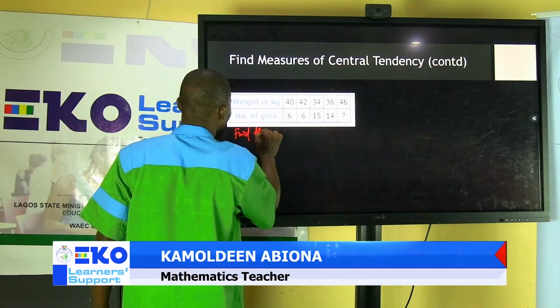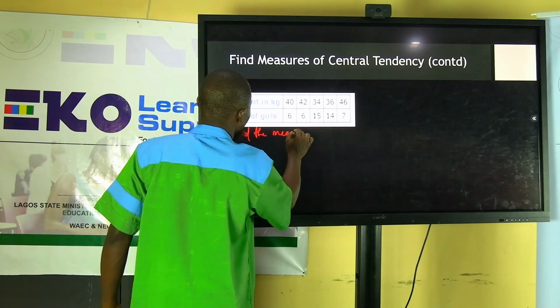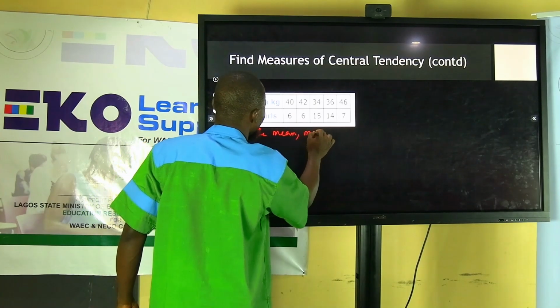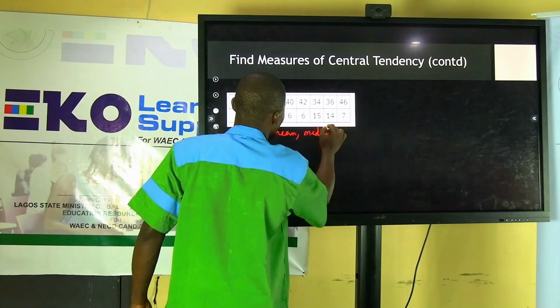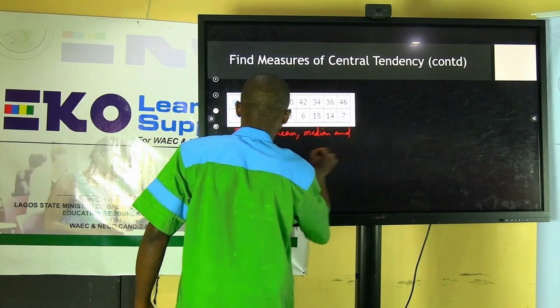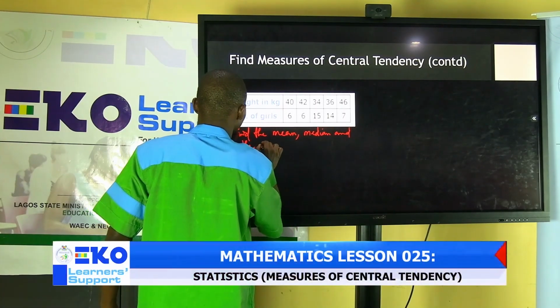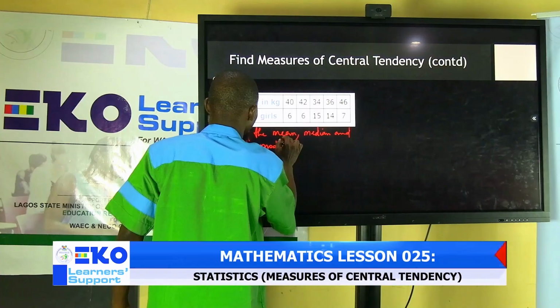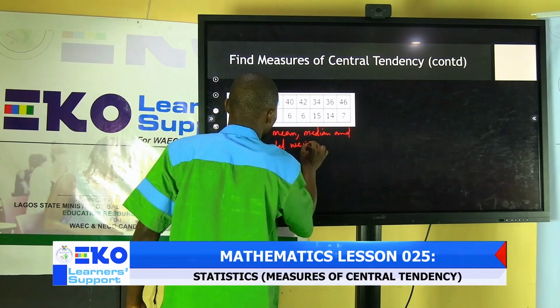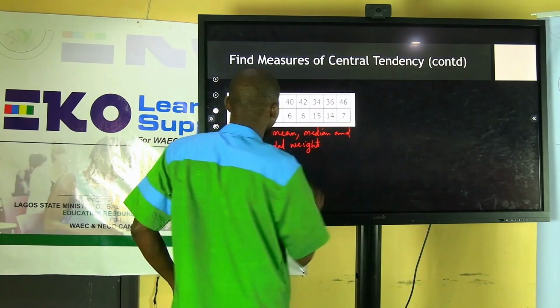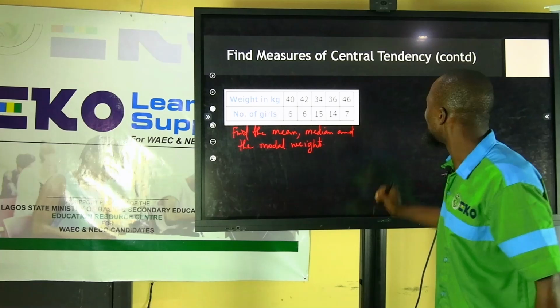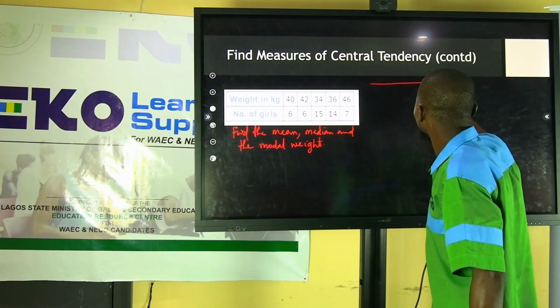median, and the modal weight. So how do we do that? Given this, you go back to our table.